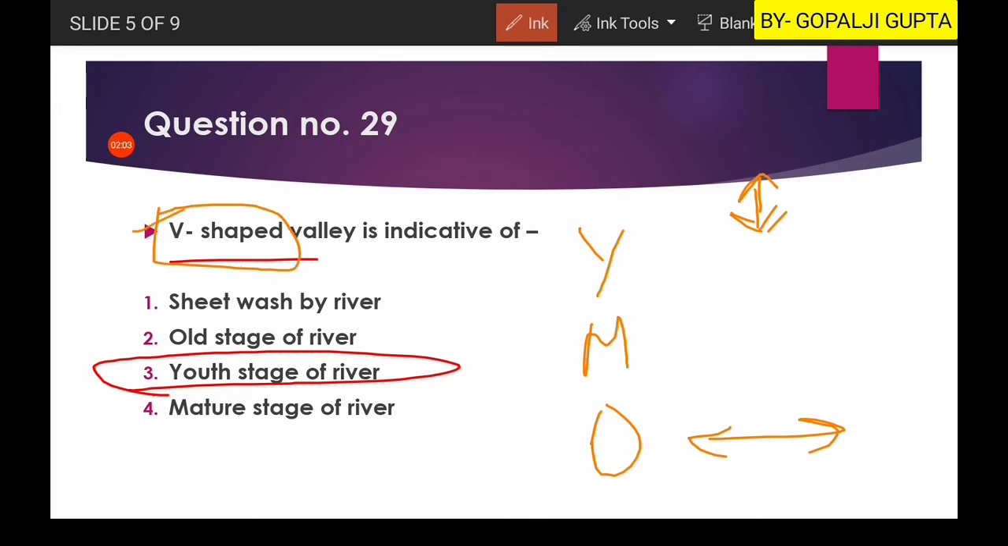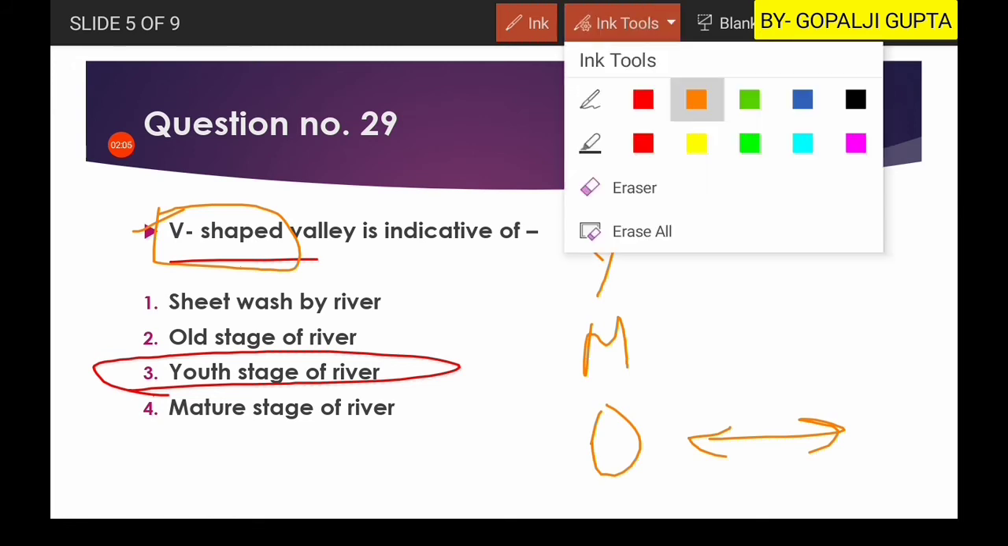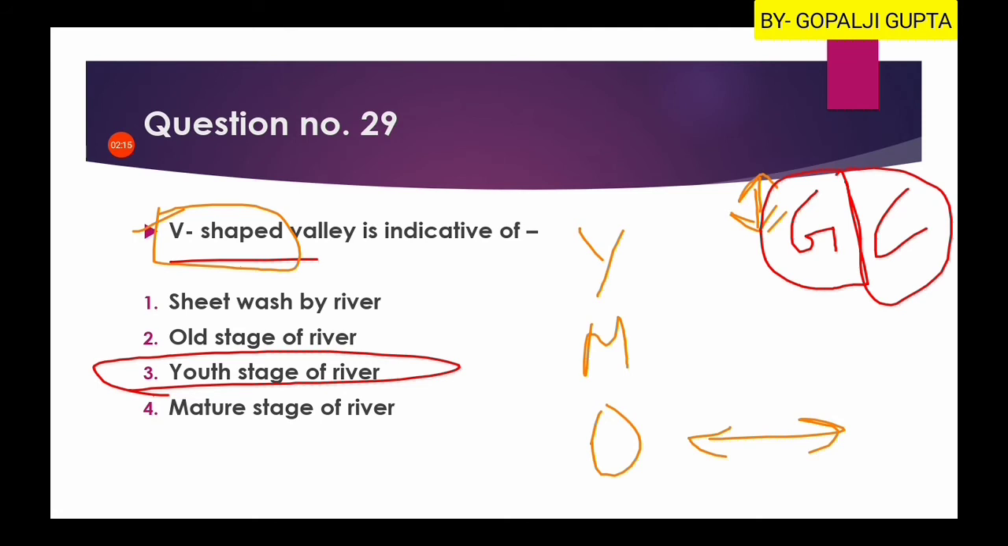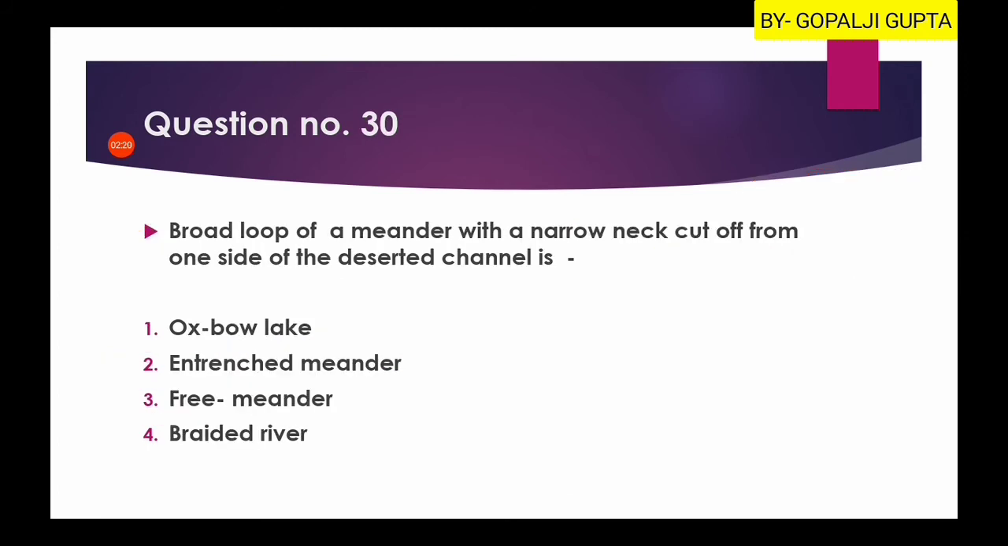V-shaped valleys are further divided into two groups, gorges and canyons. These two are also types of V-shaped valleys, related to the youth stage of river, and hence here the third option is our right answer.